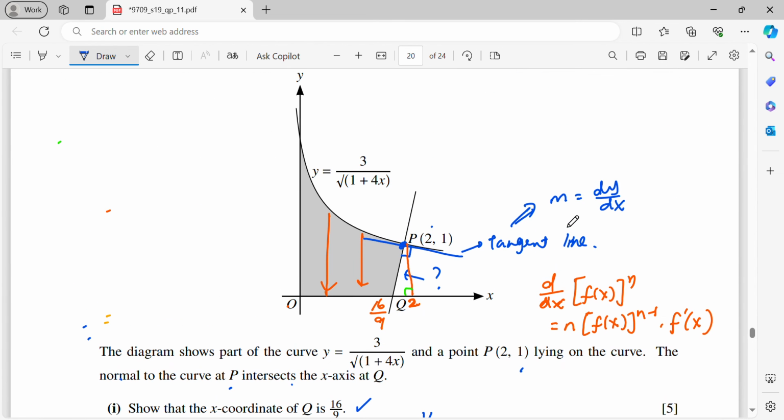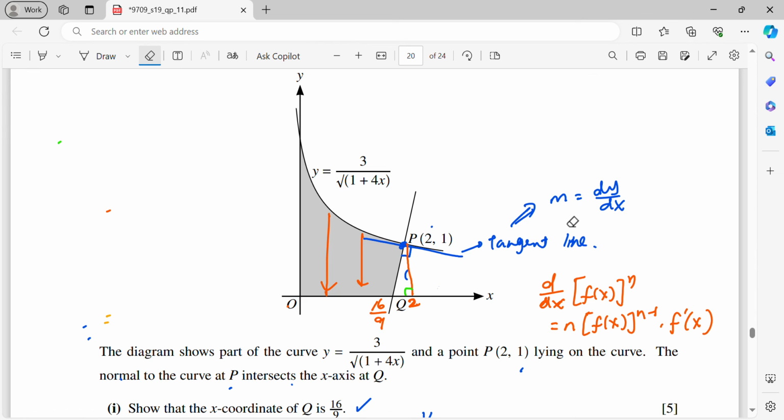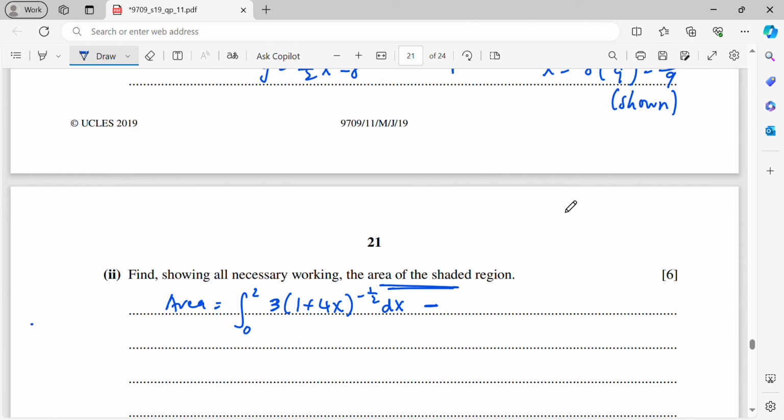So area of triangle is basically half times base times height. I know that here is 1 because the y coordinate is 1. That means here is 1. Okay, then the base you can just minus and times by half. That is the area of triangle. So it means that I will write here minus half times 1 times 2 minus 16 over 9. Then now I will do integration for the first part.